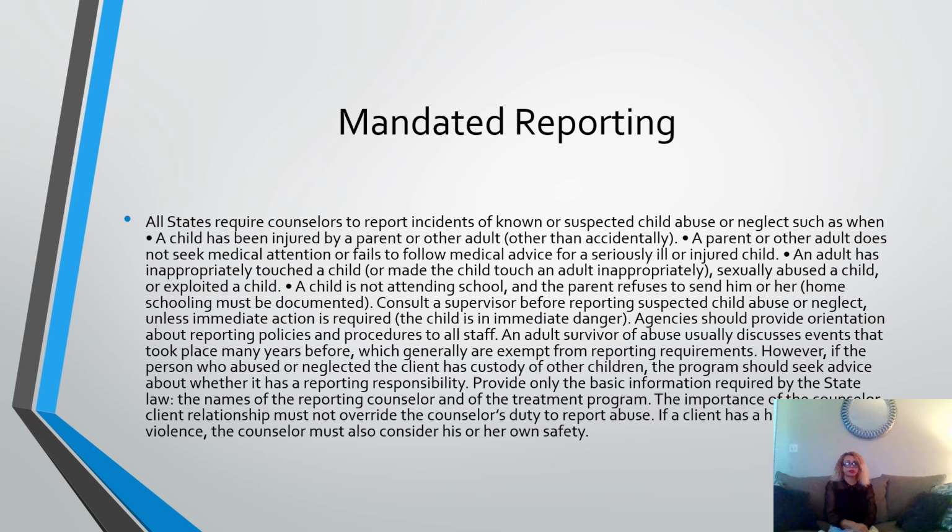Consult a supervisor before reporting suspected child abuse or neglect unless immediate action is required, meaning the child is in imminent danger. Agencies should provide orientation about reporting policies and procedures to all staff. An adult survivor of abuse usually discusses events that took place many years before, which generally are exempt from reporting requirements. However, if the person who abused or neglected the client has custody of other children, the program should seek advice about whether it has a reporting responsibility.